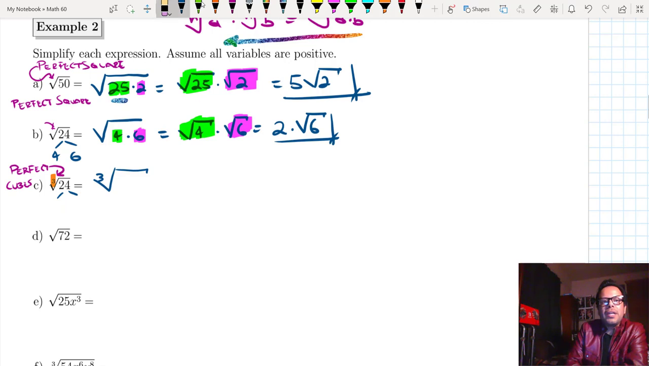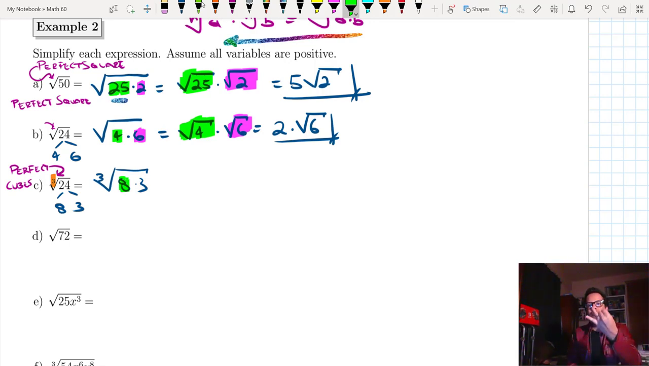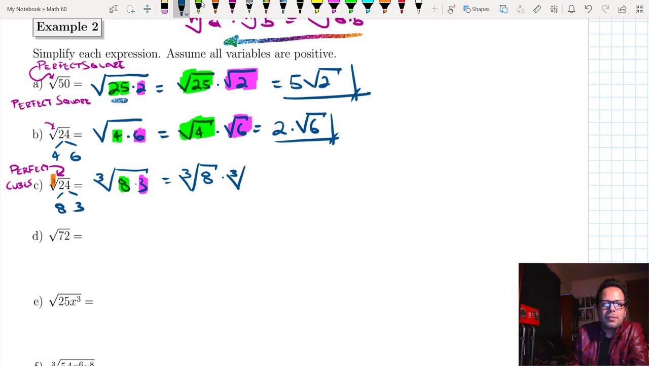The other way is the one that we already looked at as well, 8 times 3. In this case, check this out. 8 is a perfect cube, right? 2 times 2 times 2. 2 multiplied 3 times gives us 8. However, the number 3 is not. So let's highlight it. Now, let's break it up into the product of two radicals: the cube root of 8 times the cube root of 3.